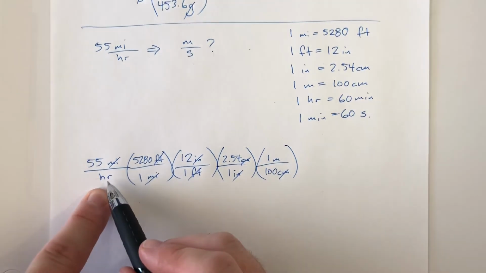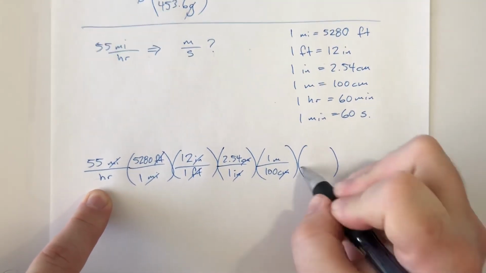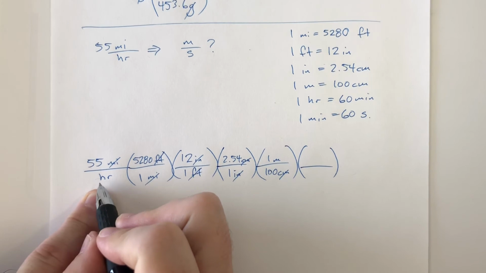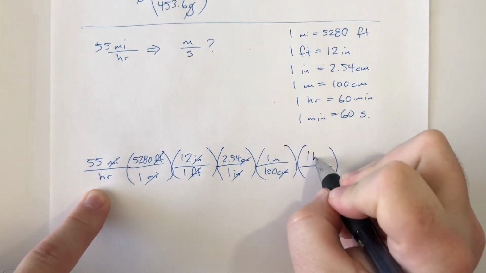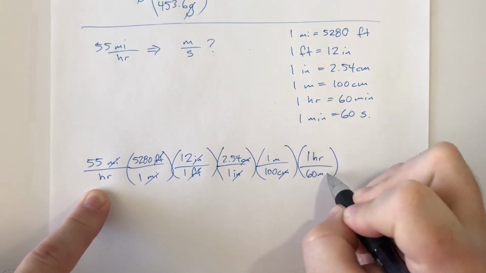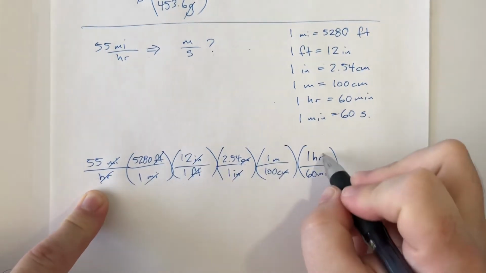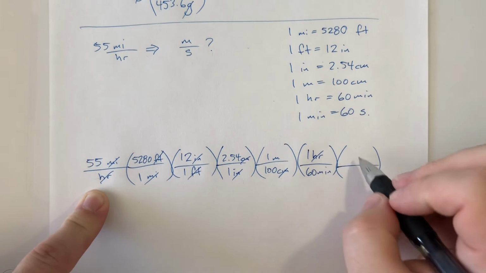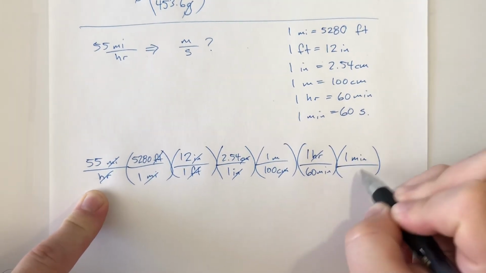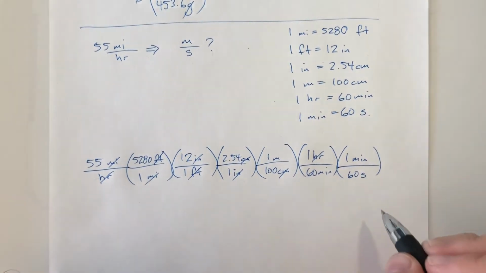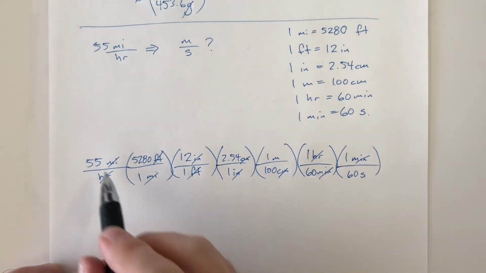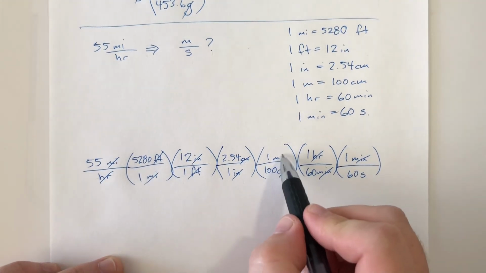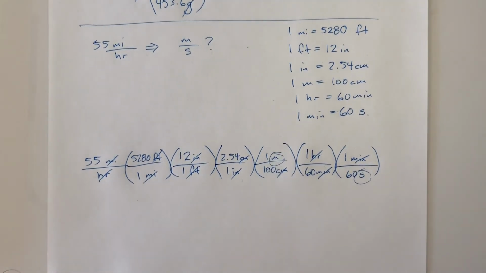We still have to convert hours to seconds, though. Now we have hours on the bottom, so we need 1 hour on top and 60 minutes on the bottom. And we need meters per second, so 1 minute is going to go on top and 60 seconds is going to go on the bottom. And in the end, everything is canceled out except for meters and seconds. And that's the units we were looking for, so we must have done it right.